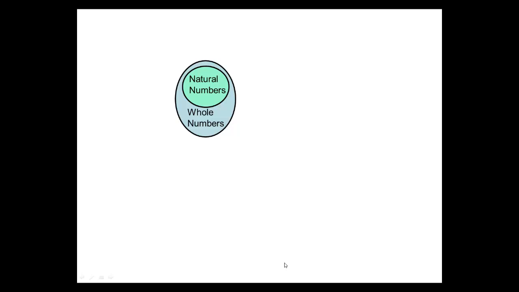Let's look at a visual display of how the numbers are related to each other. The way we're going to display them is called Venn diagrams. So natural numbers are counting numbers like 1, 2, 3, 4. Then the next part would be whole numbers, which is 0, 1, 2, 3, 4. So you can see natural numbers sit inside whole numbers. Then whole numbers and natural numbers sit inside the set of integers, which is positive and negative whole numbers.